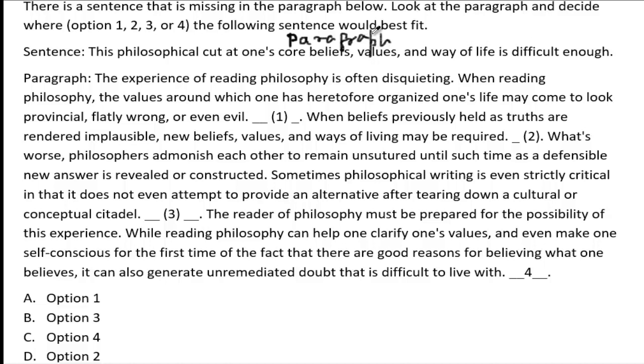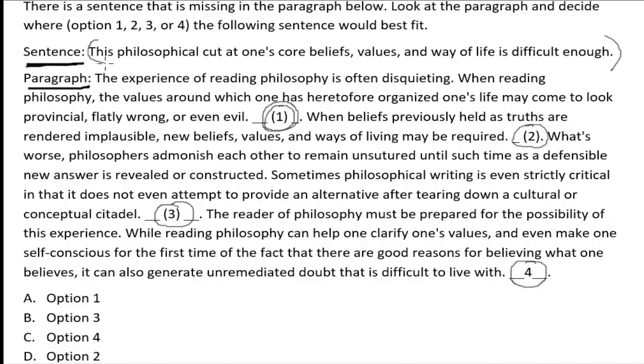All of these mean the same thing: a sentence is given to you, and this sentence has been removed from the paragraph. So there is a paragraph given to you, and there is a sentence, and you have to fit this sentence in one of these four blanks. There is blank 1, blank 2, blank 3, and blank 4. If we get it right, that is +3. If you don't get it right, that is -1.